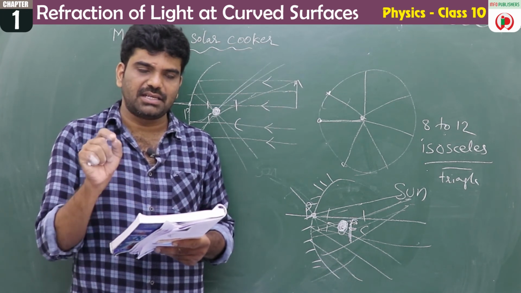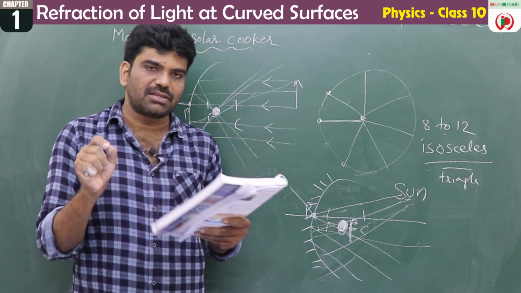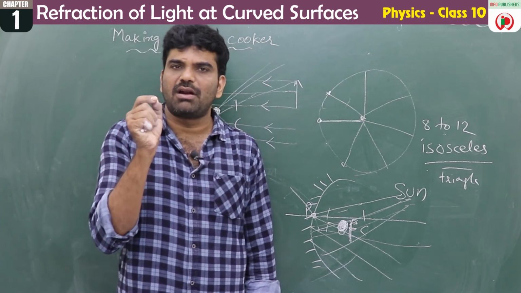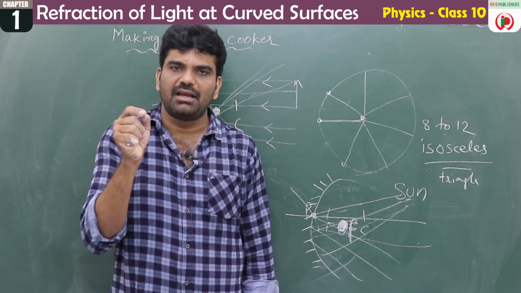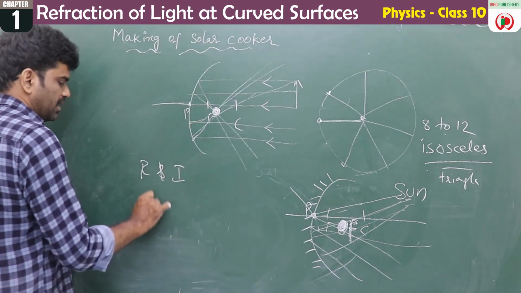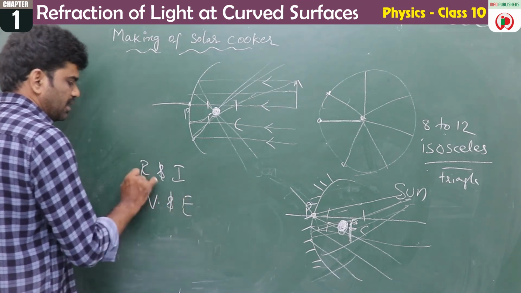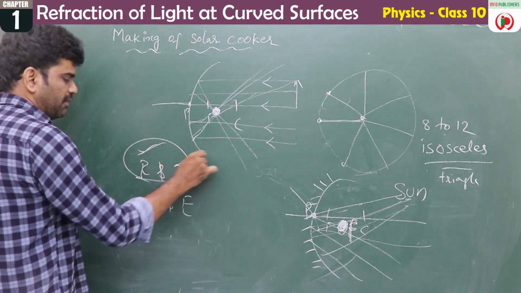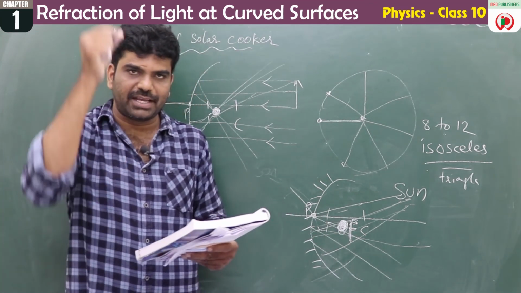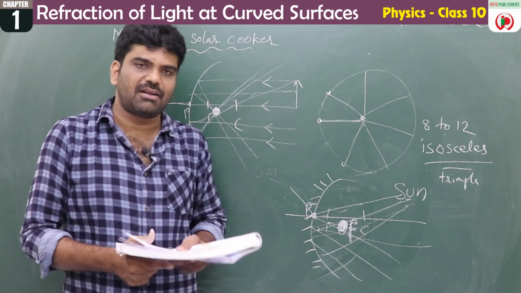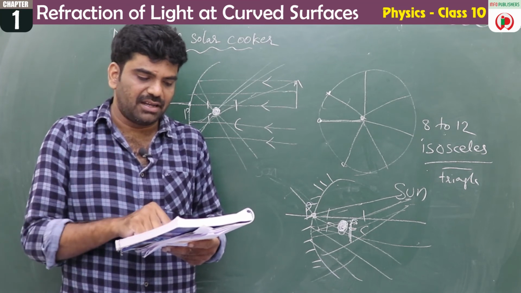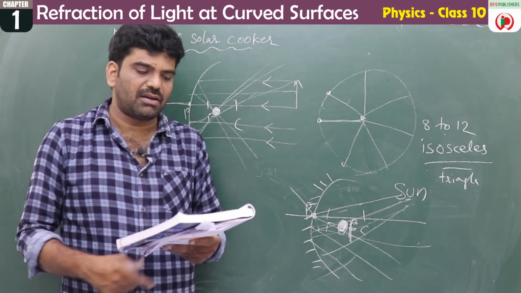Inverted, real. See, children, if anyone asks you to write the nature of the image, there is one small logic. If the image is real, no doubt you can write inverted only. R and I are together. Virtual and erect are together. RI: real and inverted; virtual and erect. See case 4, on C. If you keep the object on C, you have seen that the image is also formed at C, of the same size, inverted and real. Beyond C, I already told, at infinity I already told.